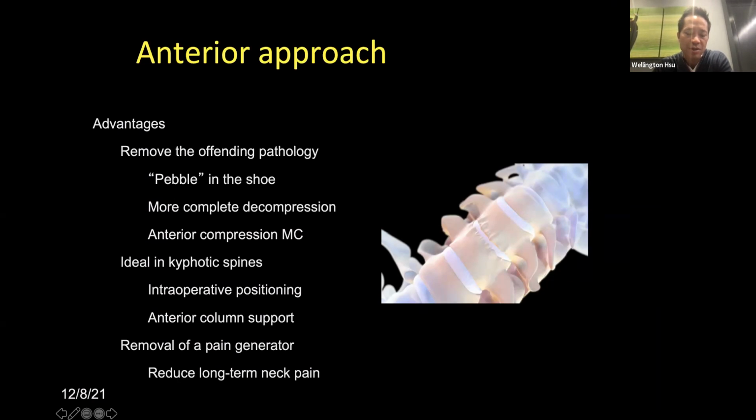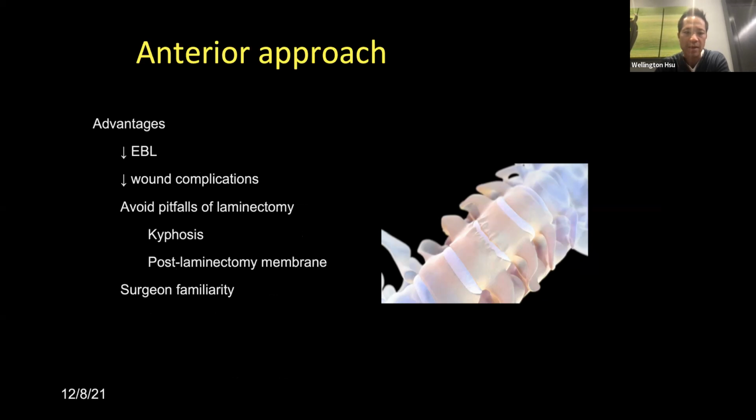It's an anterior compression most commonly that we see in spondylotic myelopathy. It's ideal in kyphotic spines because with intraoperative positioning and anterior column support, we can correct this. And we also remove a pain generator. So assuming that somebody may have neck pain from a degenerated disc, we can remove that, stabilize that, and also have the chance to reduce long-term pain.